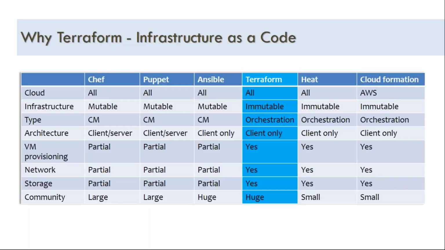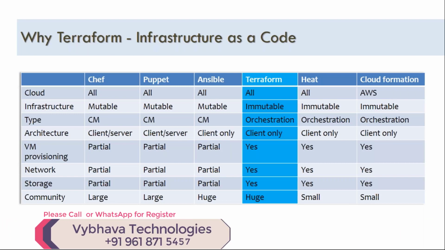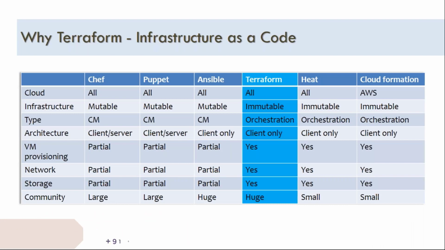If you compare these different tools, why Terraform? Comparing with any other infrastructure capabilities or infrastructure as code, the first thing you are going to see is that it will work on any cloud. That is the first important aspect. Then, there are different types of coding capabilities, mutable and immutable. If you see Chef, Puppet, Ansible, these are all mutable.